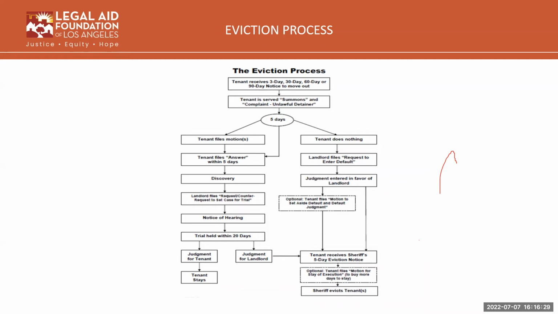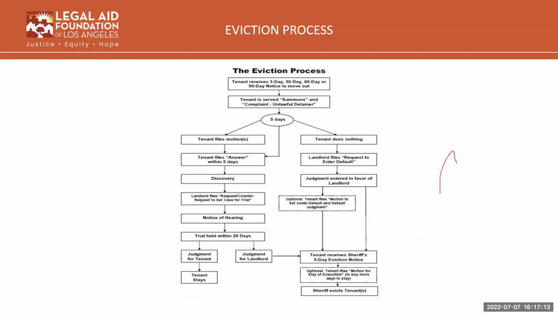of this graph. And then once the request for entry of default is entered, and the judgment is also entered, then the tenant will be receiving a 5-day notice to vacate from the sheriff, right? And this usually happens after the default judgment has been entered and the landlord files what's called a writ of possession. They'll take the writ of possession to the court. Once the court grants it, they'll take it to the sheriff, and then the sheriff will go post a 5-day notice to vacate.